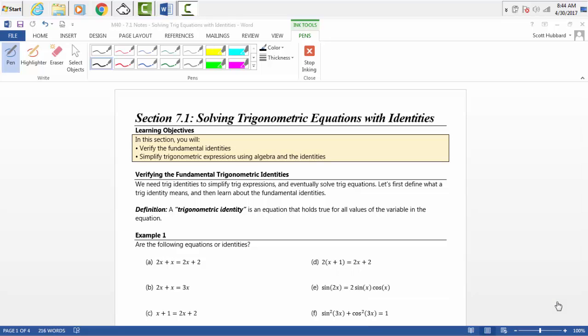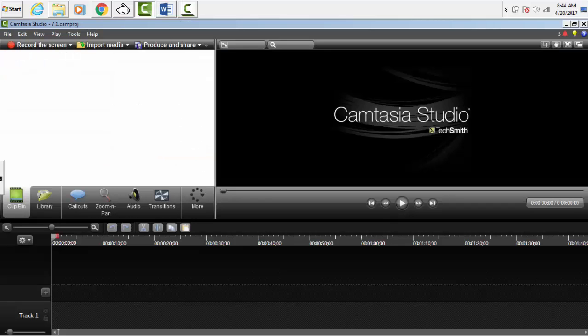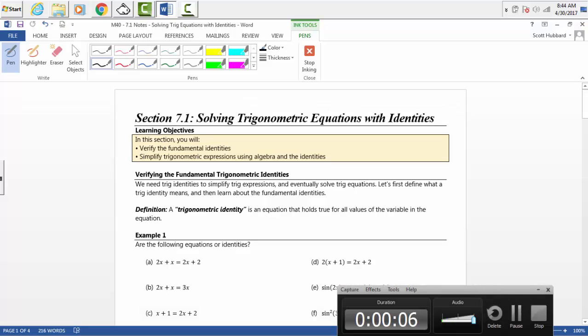Hi class, so we're doing 7.1 now, moving on to the second to last chapter of the semester, and we're going to be solving trig equations. Just like we did algebra with lines, with quadratics, x squared, and then also we began the semester with logs and exponentials, we can do algebra, solving equations with trig functions as well.